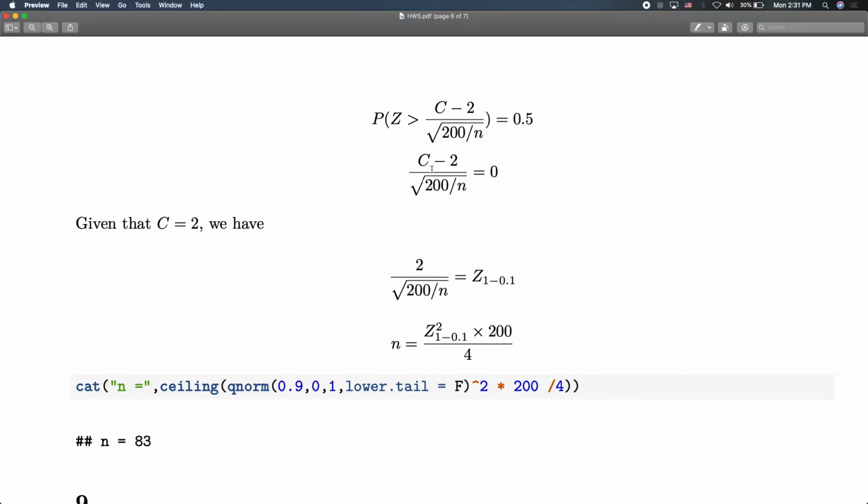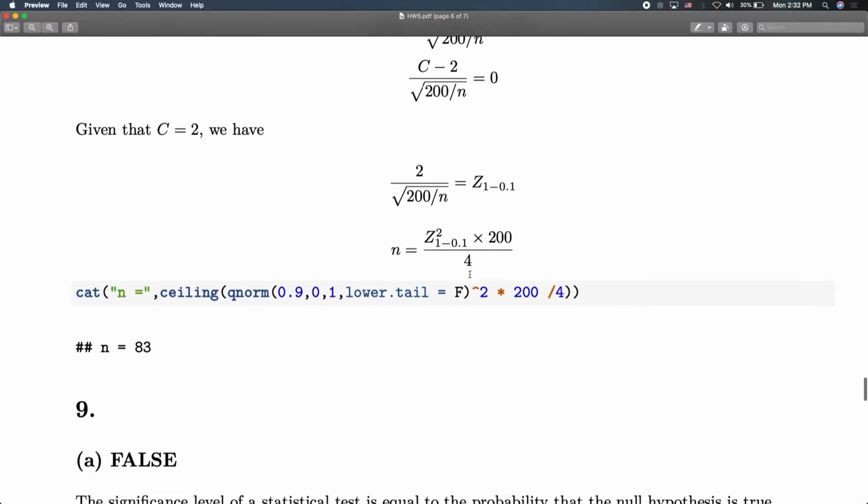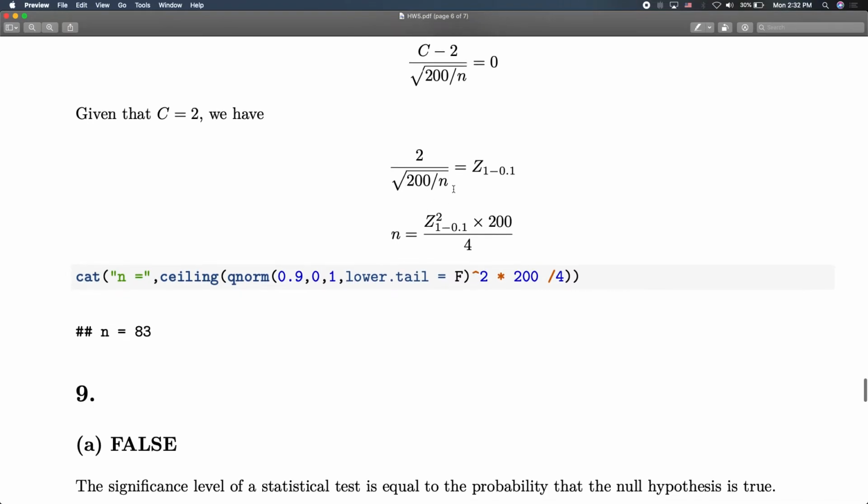So based on this, we know that c is equal to 2, because c minus 2 equals 0. So c equals 2. Once we obtain that, we plug the c into this equation here. So 2 over the square root of the variance equals that, and then we can directly calculate the n, which is 83.